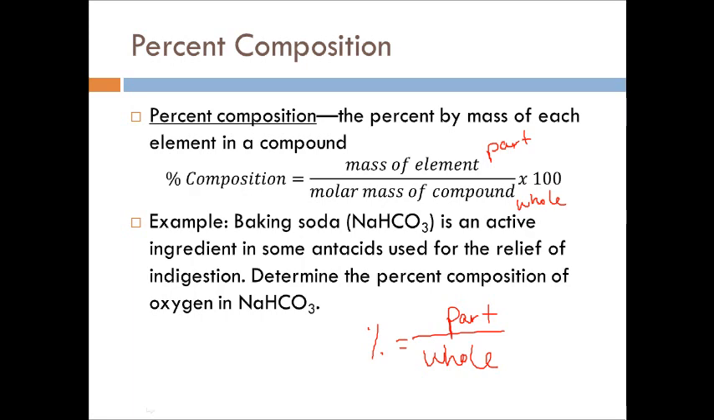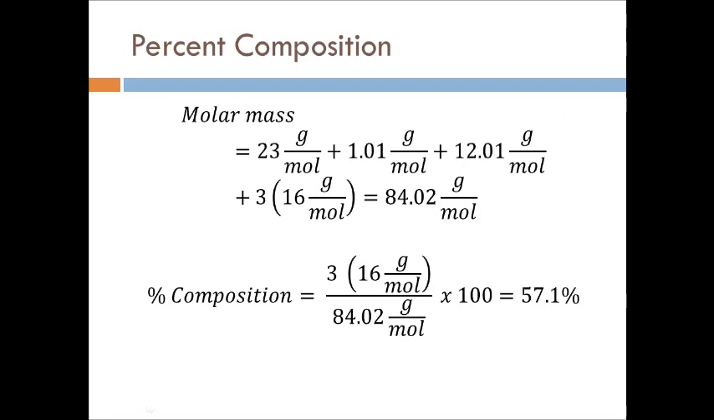Our example says baking soda is an active ingredient in some antacids and is used for the relief of indigestion. Determine the percent composition of oxygen. So we're just looking for oxygen in this case in baking soda, NaHCO3. All right. So the first thing we're going to do is find the molar mass, which we're going to do by taking the mass of sodium, which is 23, plus the mass of hydrogen, plus the mass of carbon, plus 3 times the mass of oxygen. And when we do that, we get 84.02. Now this is going to be our whole, or our total.